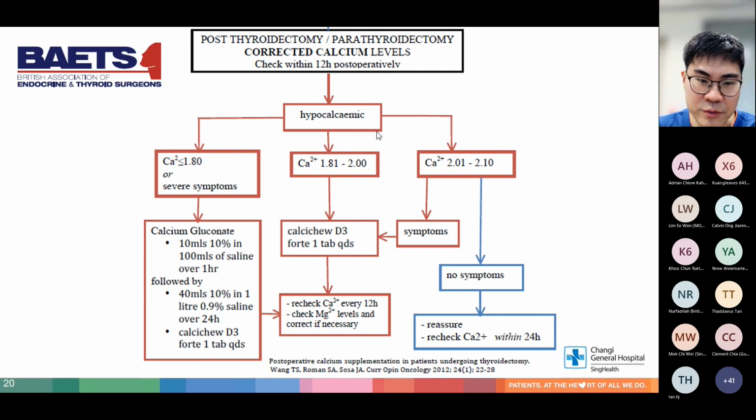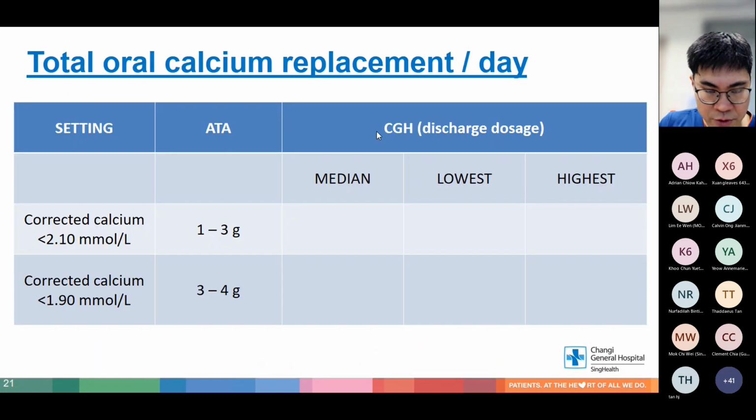But this is their recommendation, right? We could follow this, but it's slightly different from what we do. So we're going to fall back again to ATA, which is what I said we usually tend to use as our reference point.